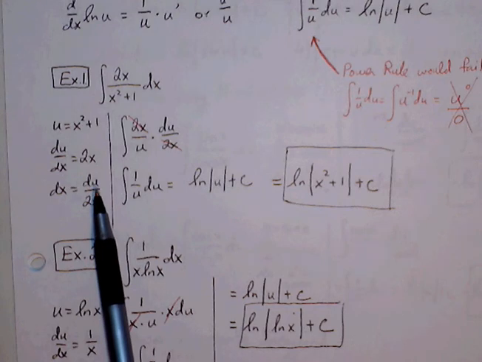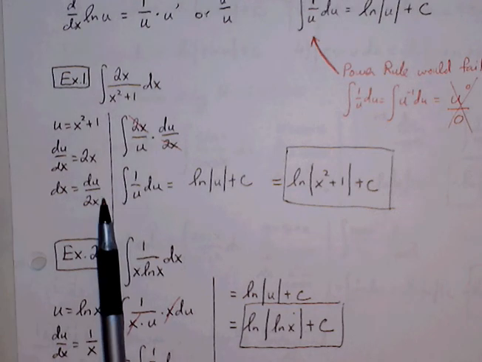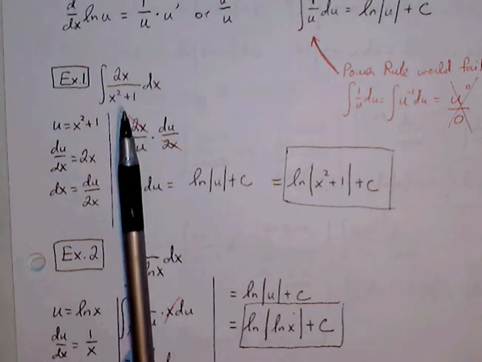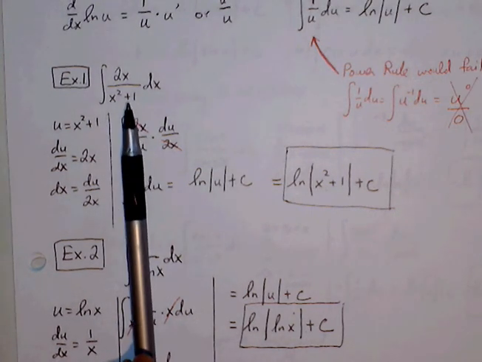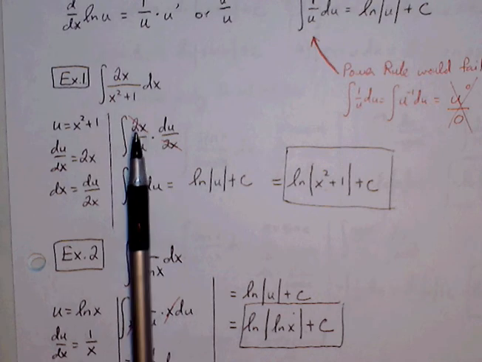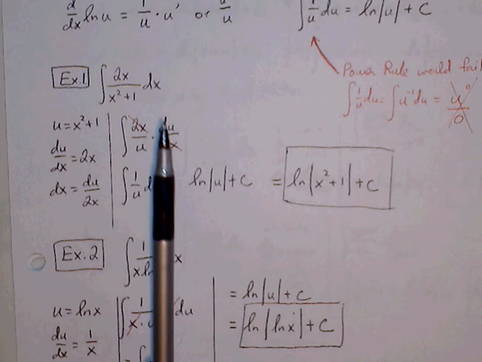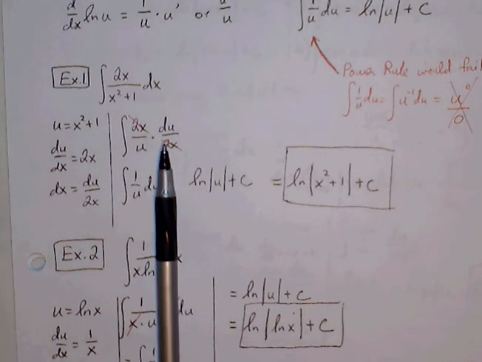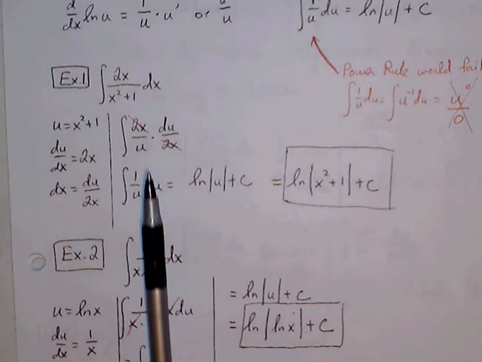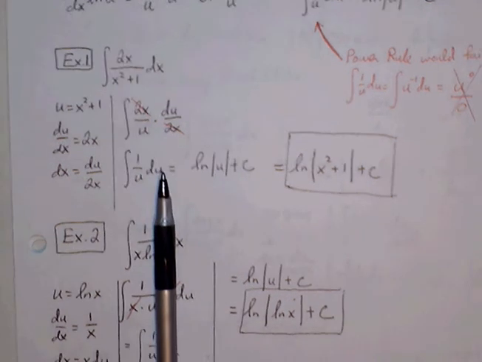Our next step is plugging back into the original function in terms of u and seeing what cancels out. So x squared plus 1 gets replaced with u. 2x remains for now. dx gets replaced with du over 2x. The 2x's cancel out. We're left with the integral of 1 over u times du.